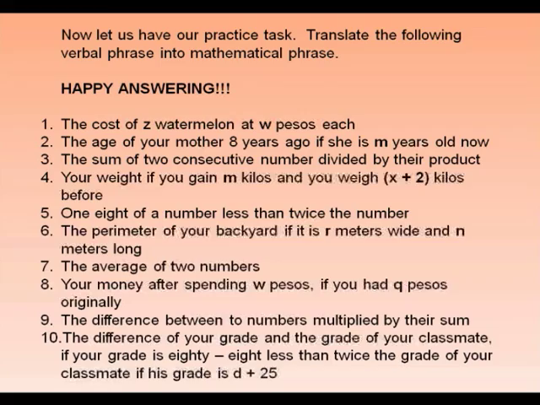And the average of two numbers. Number 8, your money after spending W pesos if you had Q pesos originally. The difference between two numbers multiplied by their sum. And the difference of your grade and the grade of your classmate, if your grade is 88 less than twice the grade of your classmate, if his grade is D plus 25.